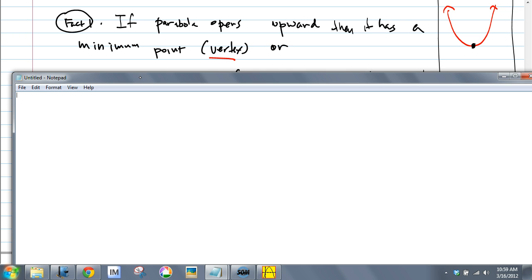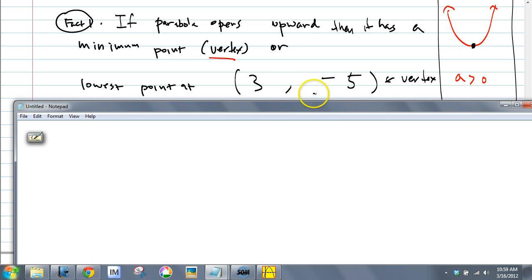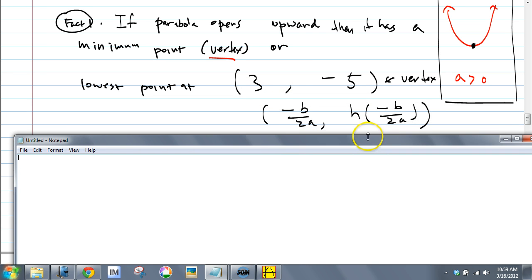Is the minimum point the vertex? Yeah. Or the lowest point, -3 comma -5 for the previous example, or for general you could write -b over 2a comma h of -b over 2a. What is then the minimum value you think? What do you think the least value is when it opens upward? If the parabola opens upward, it has a minimum point or vertex or lowest point, -3 comma -5 for the previous example, or for general -b over 2a comma h of -b over 2a.